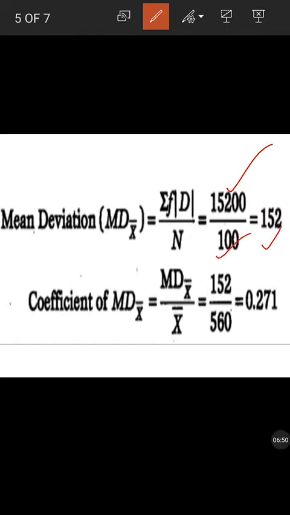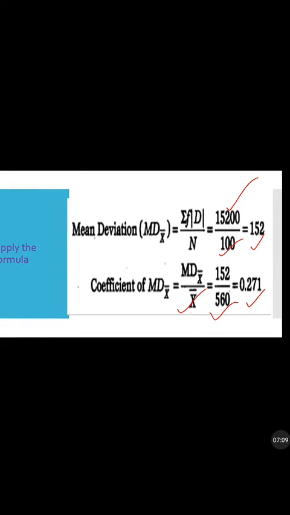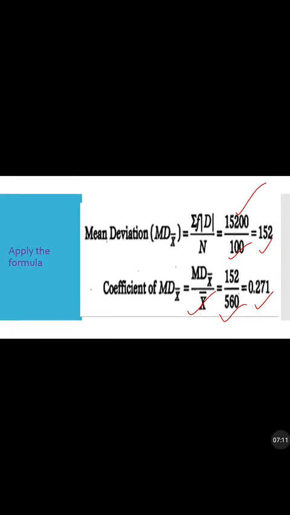Then the coefficient of mean deviation is mean deviation divided by x bar, that is equal to 152 divided by 560. What is 560? That is x bar value. So the final answer is 0.271. So it's very, very simple. Once you understand this problem, it's very simple to calculate. So just you should understand the formula first. Okay, you should know the formula first. Then it's very easy to calculate.